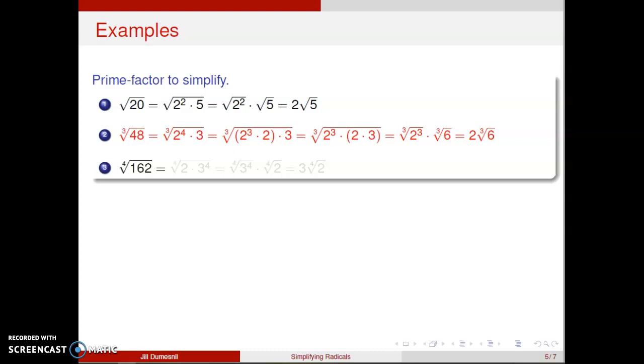Finally, to simplify the fourth root of 162, we prime factor 162 as 2 times 3 to the 4th, use the product rule for radicals, and simplify to 3 times the 4th root of 2.